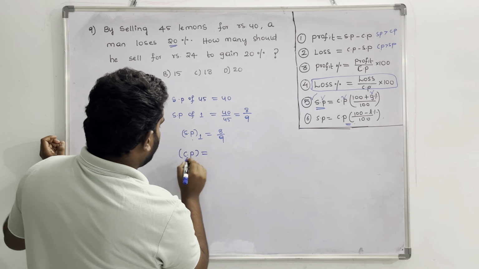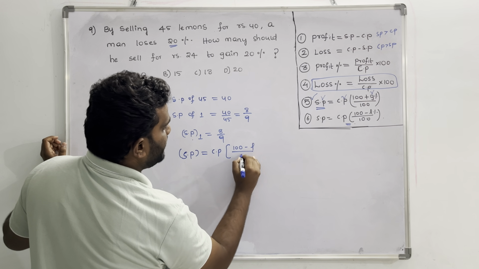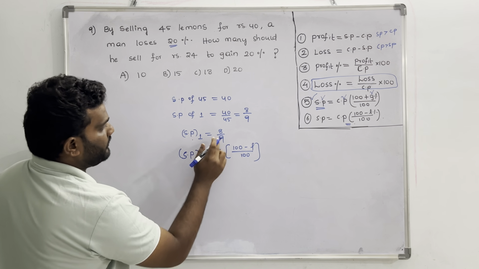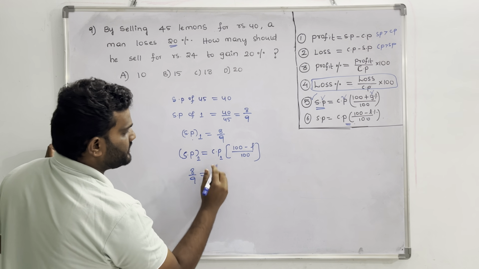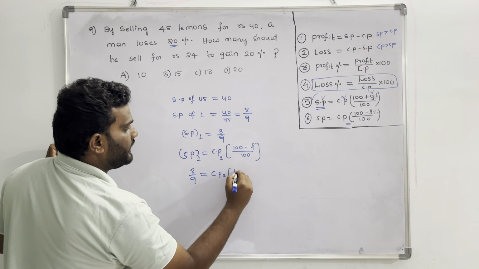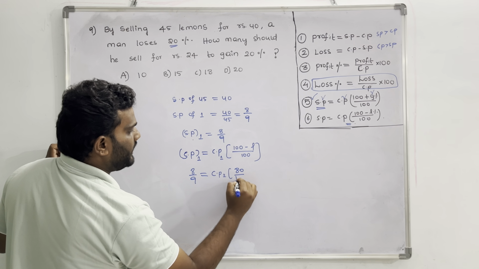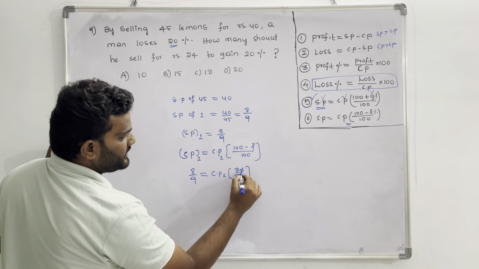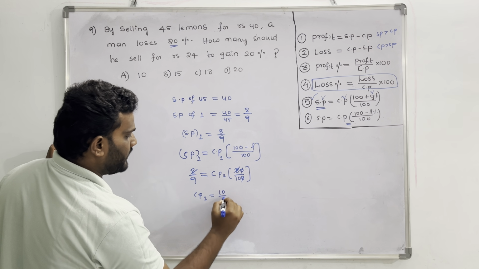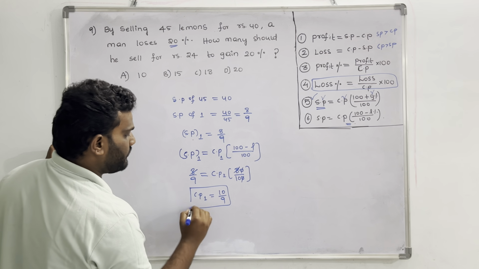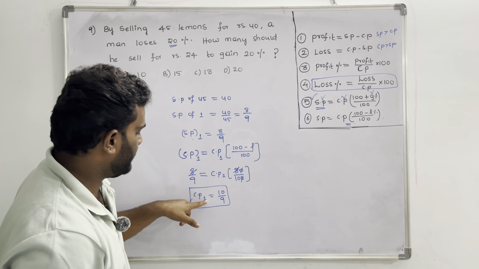Selling price is equal to cost price into 100 minus L by 100, when loss is given, right? So what is the selling price of 1? 8 by 9 is equal to the cost price, which we need to find, into 100 minus L. L is 20. 100 minus 20 is 80, by 100. So here you can see 0 0 cancel, 8 8 cancel, and the cost price of 1 is equal to 10 by 9. Okay, this is the cost price of 1 lemon. Selling price of 1 lemon is 8 by 9. Cost price of 1 lemon is 10 by 9.